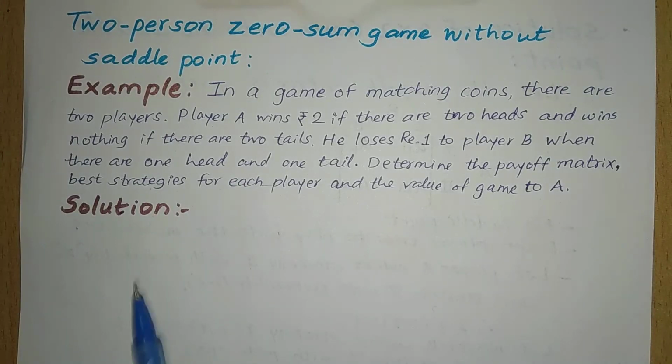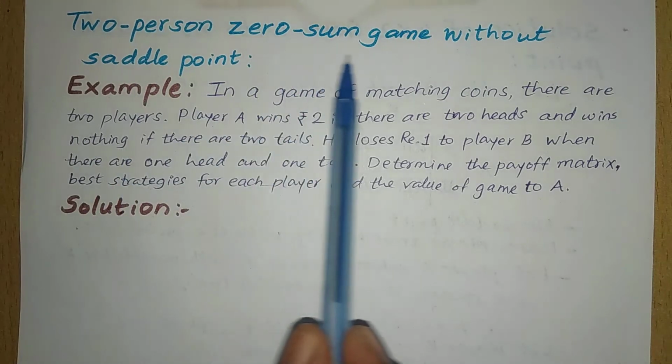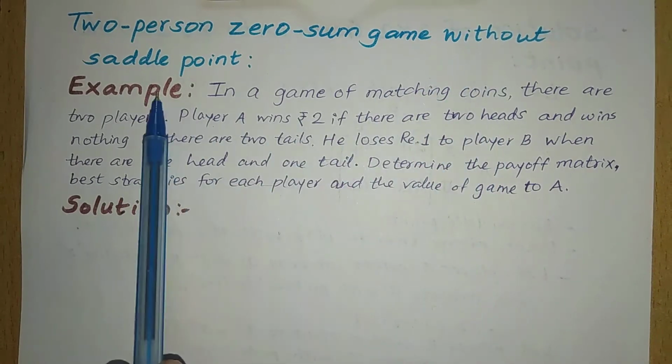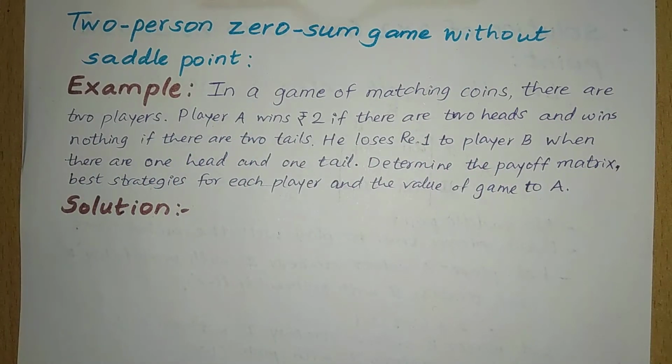Friends, in this lecture, let us discuss a two-person zero-sum game without saddle point. So this is a mixed strategy game. In this lecture, we will discuss an example. In this example, let us first model a 2 by 2 game, and then we will answer completely by calculating the value of game and determining the optimum strategies for each player. Let us go through the statement first.